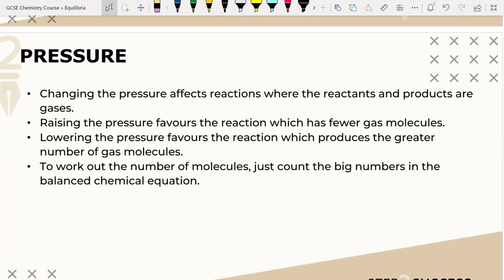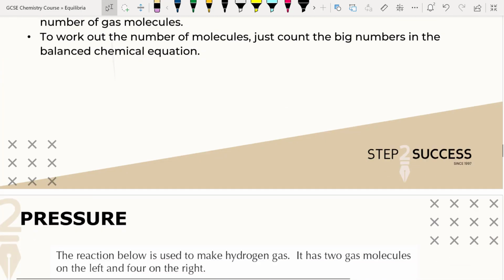Pressure. Changing the pressure affects reactions where the reactants and products are gases. So this tends to only apply to gases, but when you get a question on this, it will be a reaction involving gases. Raising the pressure favours the reaction which has fewer gas molecules. Lowering the pressure favours the reaction which produces a greater number of gas molecules. Now, to work out the number of molecules, all we do is count the big numbers in the balanced chemical equation. Let's see an example of this.